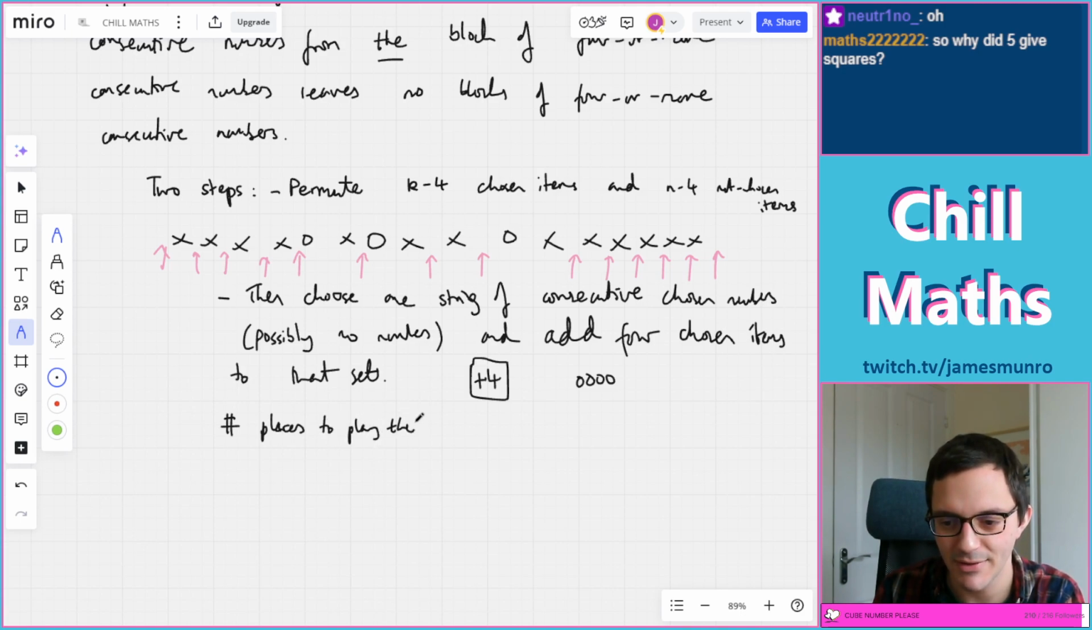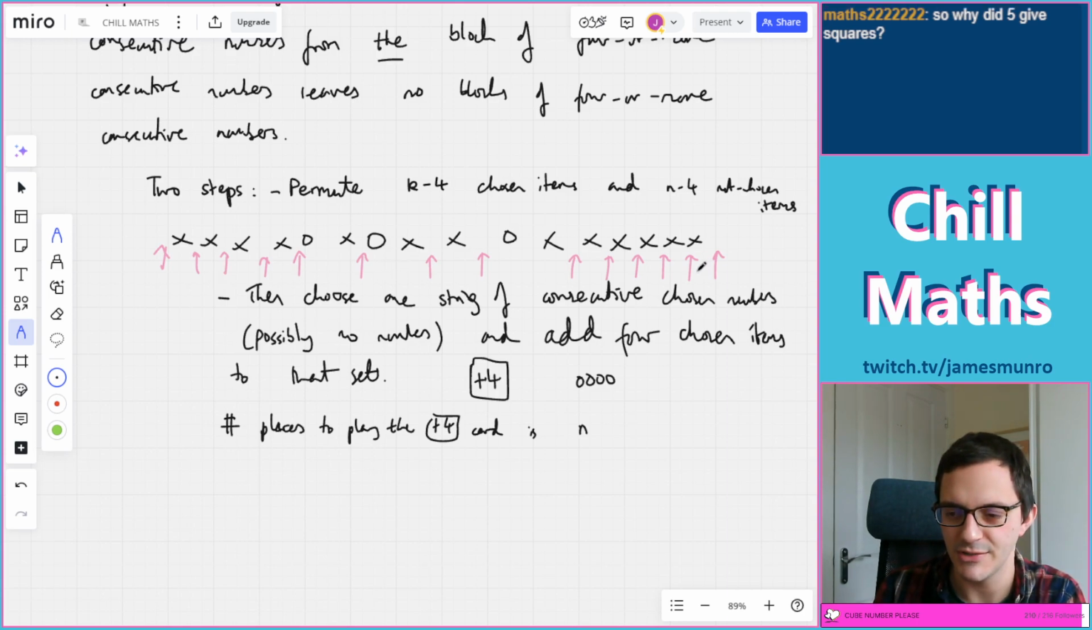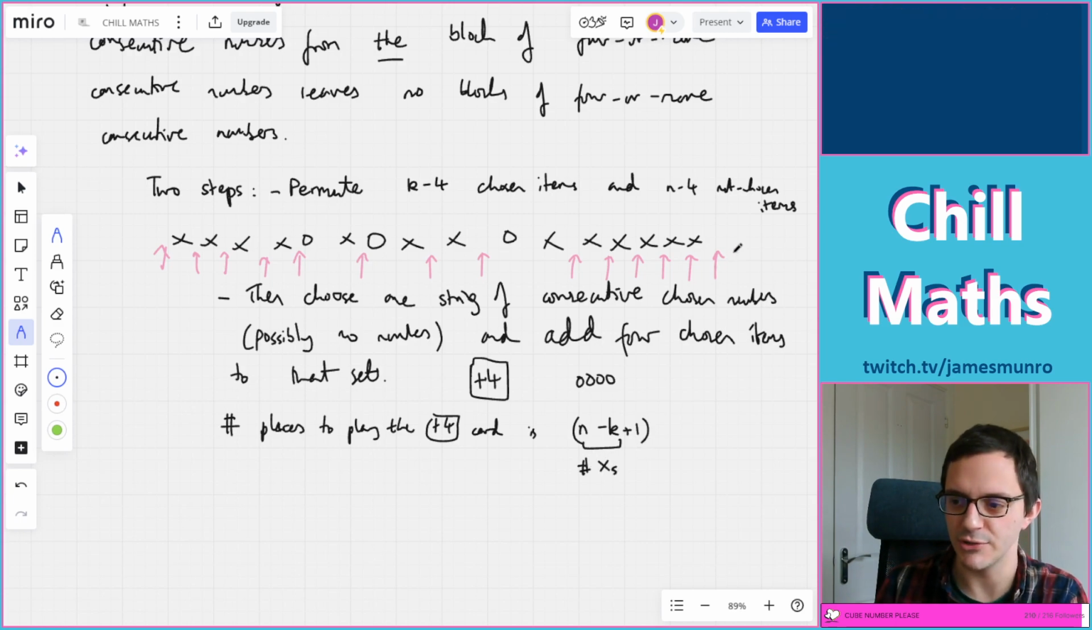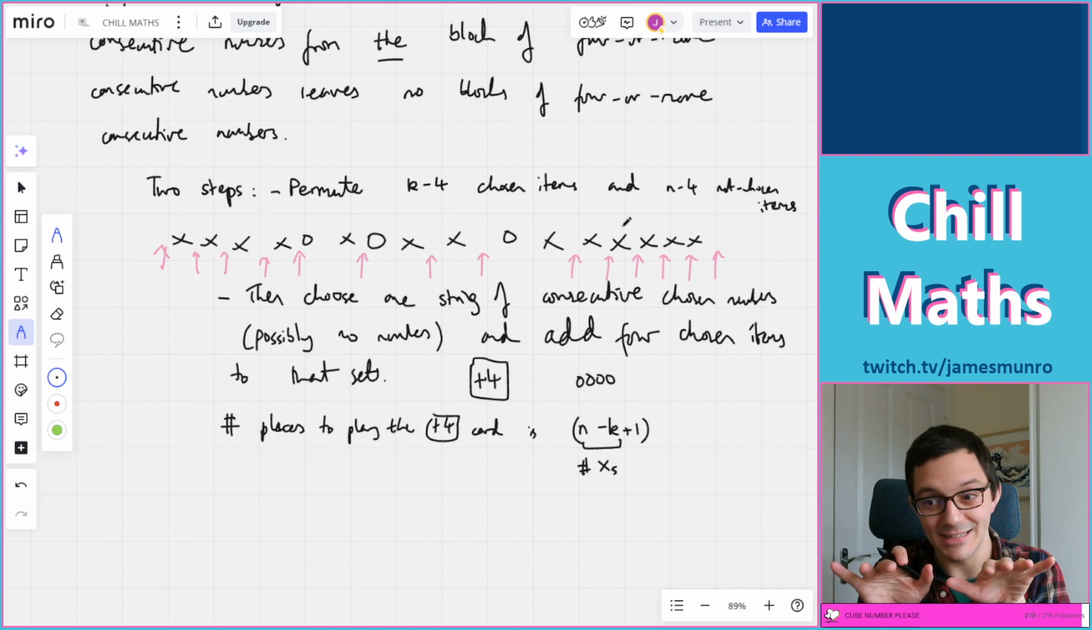I'm going to say play the +4 move, and then it's not quite n because I'm only looking at the ones that you don't pick, which is n-k, the ones that you don't pick, but then +1, because n-k is how many x's there are. And then the +1 is because you could go right at the end after. You can go to the left. It's fence posts. The fence posts kind of split up any consecutive strings you might be getting.